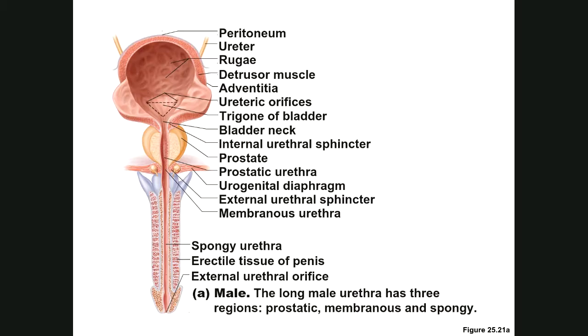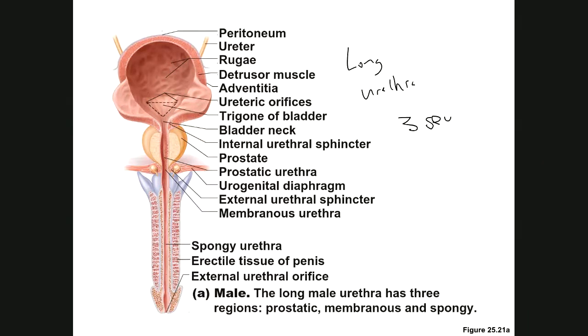Let's look at the male. So the bladder of the male looks the same. So there's our ureteric orifices. There's our urethral orifice. There's our trigone. There's our rugae, the transitional epithelium, and so on. But if you look at the rest of this, it does not look the same. If you look at the urethra in the male, the urethra is long. So there's a long urethra, and it has three sections to it.